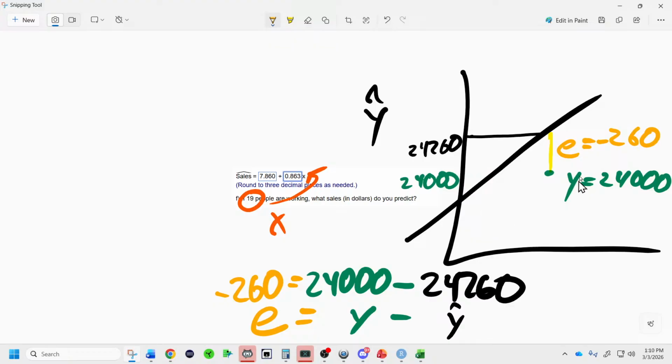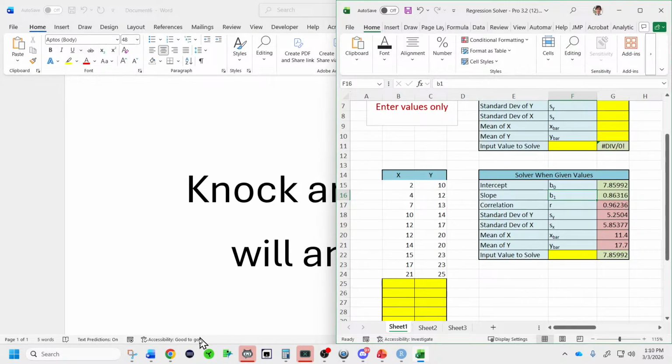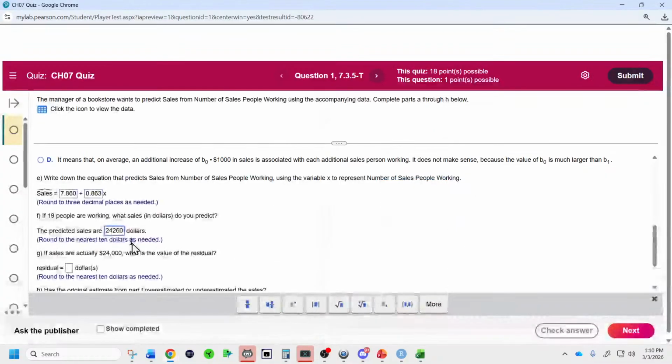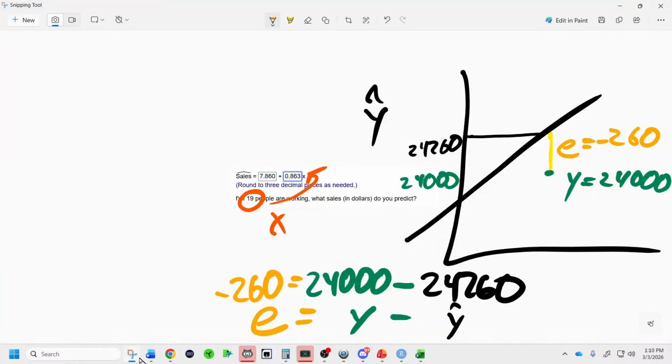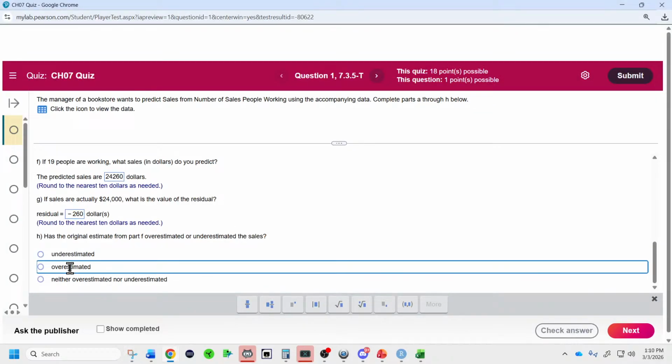So it's negative 260 because a negative residual means the predicted is higher. And you can see that right here. The predicted was higher, negative 260. And the model, be careful, a lot of people get this wrong. The model has overestimated it. So the model is overestimating.